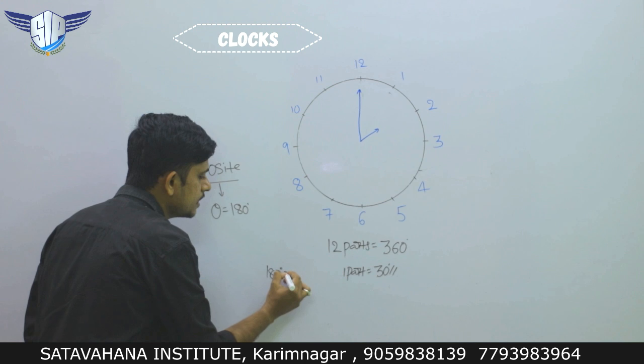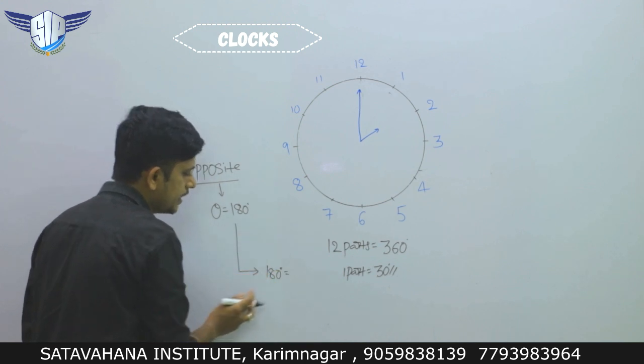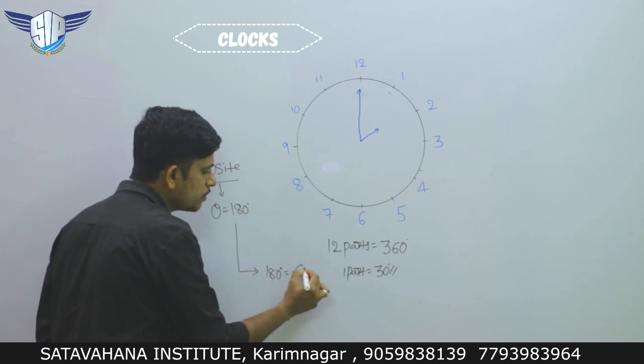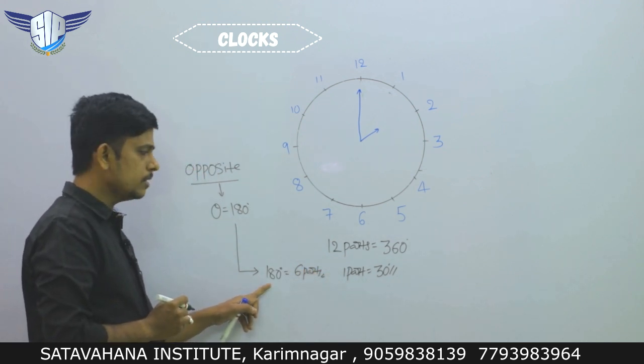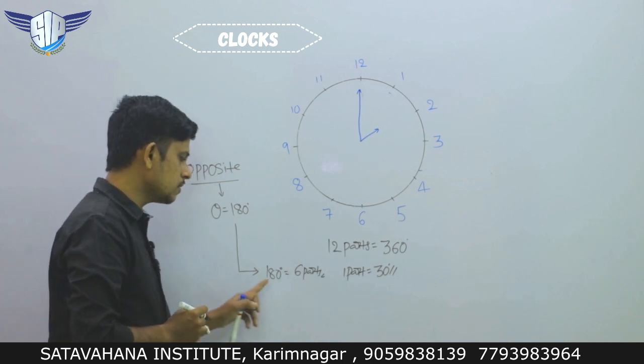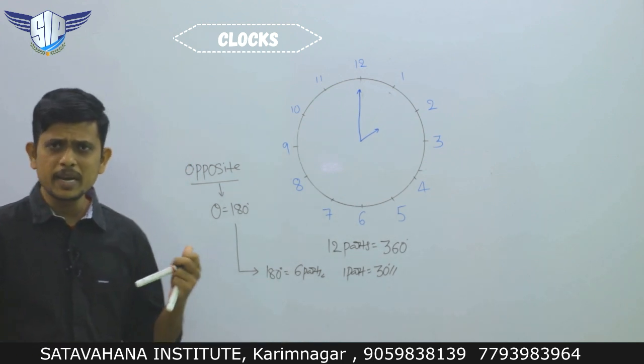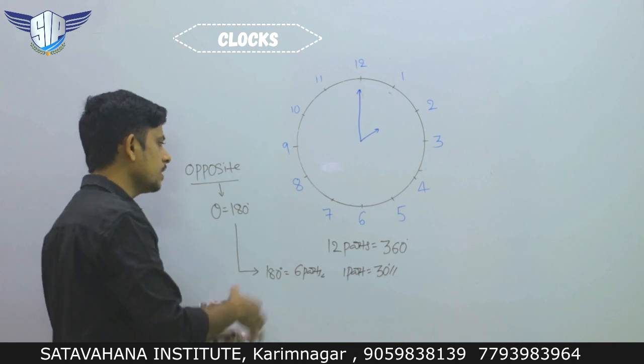Since opposite means 180 degrees, 180 degrees is equal to 6 parts. Remember this in your mind. Now 180 degrees is equal to 6 parts, therefore 6 parts times 30 degrees is equal to 180 degrees. By this concept I am going to teach you the further questions.